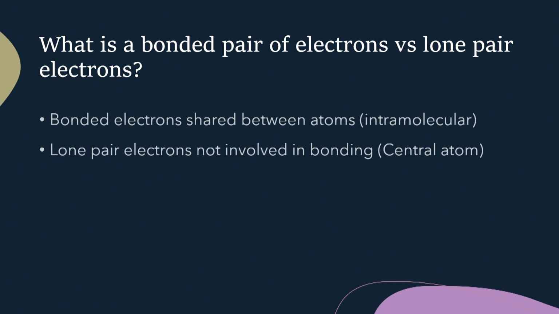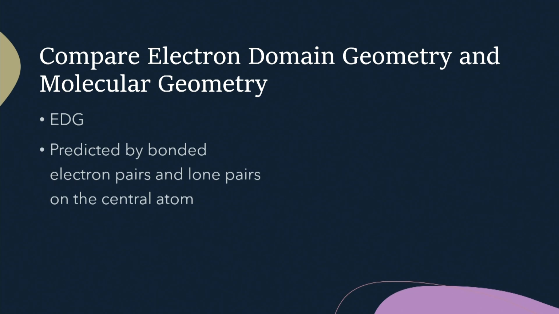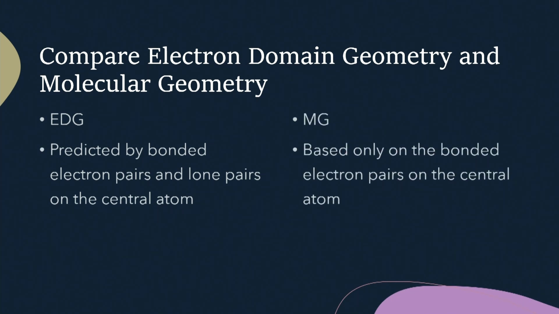So this time, what is a bonded pair of electrons versus a lone pair of electrons? The bonded pair will be shared between the atoms in the molecule. The lone pair is an unbonded pair of electrons, but we'll be specifically focusing on the central atom. And collectively, that's going to impact what we call the electron domain geometry and our molecular geometry.